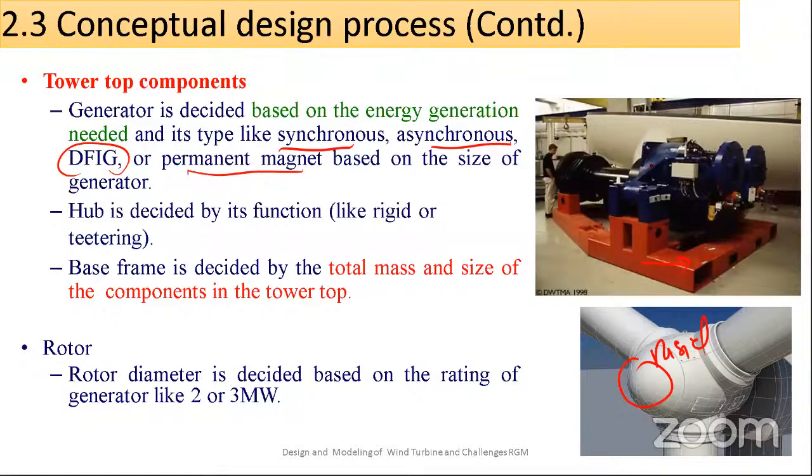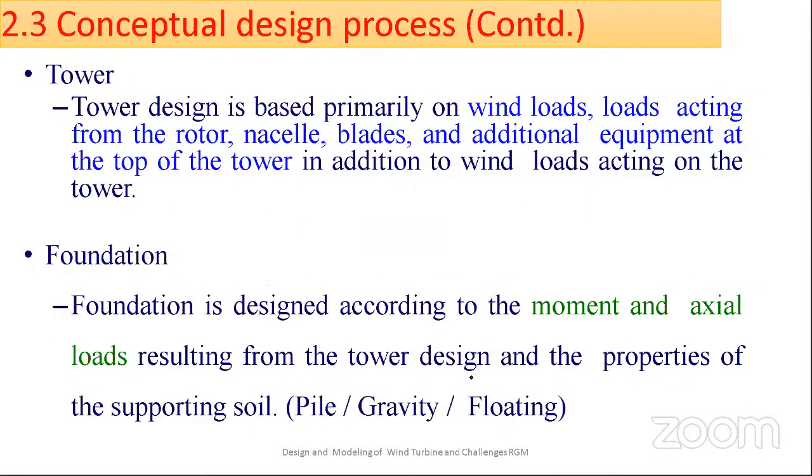Based on these components only, I can design what load my top tower component can withstand. Then I have to think about the capacity of the turbine. I have to decide whether to use a 2 megawatt or a 3 megawatt. So initially I will think, okay, I want to design my wind turbine as either 2 megawatt or 3 megawatt. Depending on this, all other components will vary. Then the tower has to withstand all the loads, because the tower is a freestanding structure.